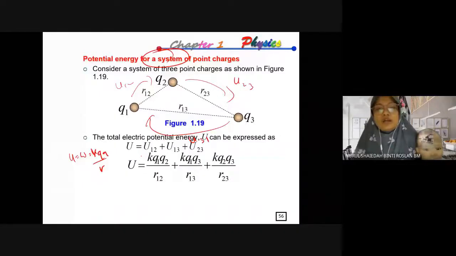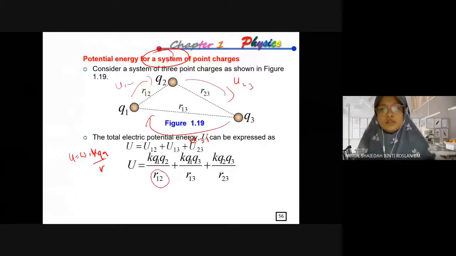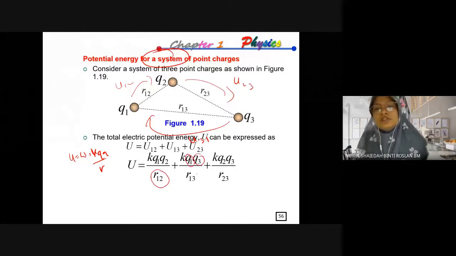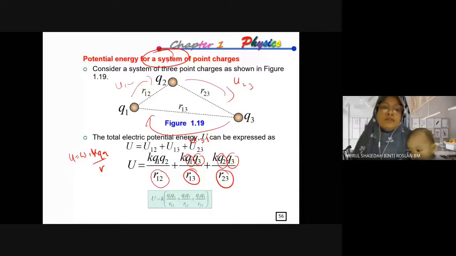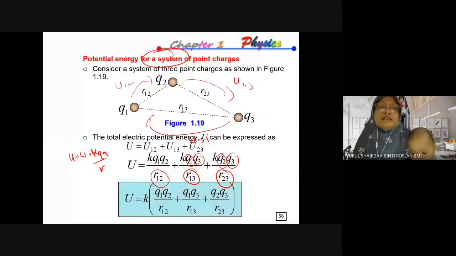So if you want to find the energy between 1 and 2, you get Q1, Q2, R12. If you want to find the energy between 1, 3, you need to use Q1, Q3, R13. If you want to find the energy between 2, 3, you use Q2, Q3, R23. So what can be factorized? K, because K is constant, so you will use this formula. No need to worry, this is also in this formula. So just be careful, if you see this, it indicates a system. A system is one cycle.